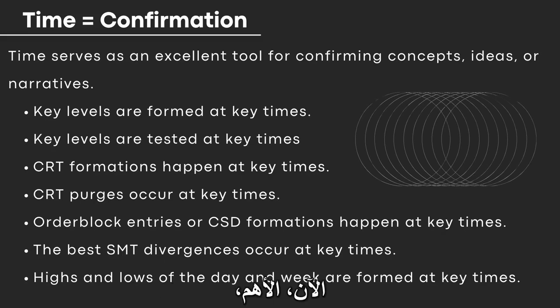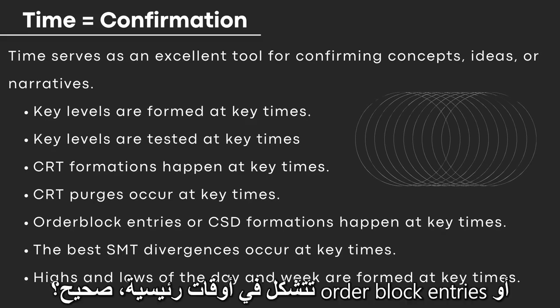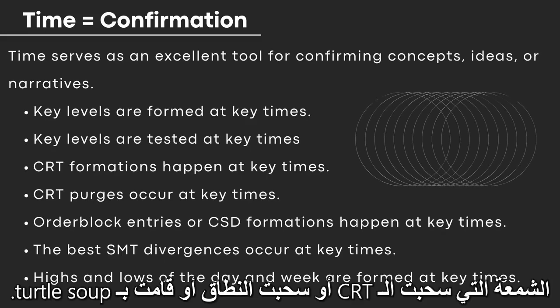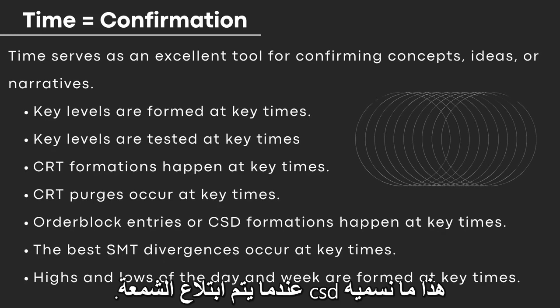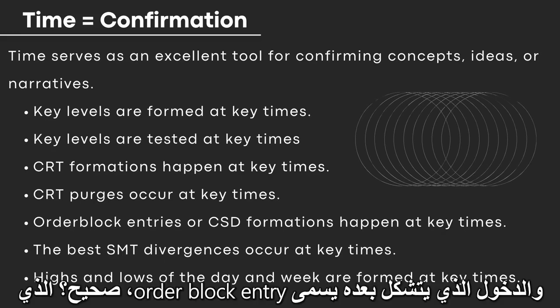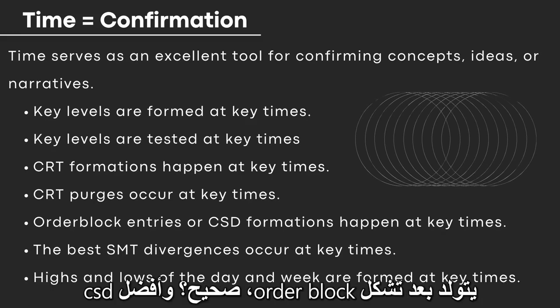Now the most important, which is that CSD or order block entries are formed at key times, right? Now we know that CSD, or change in the state of delivery, is basically when price engulfs the candle that purged the CRT or purged the range or had a third soup, right? That's what we call a CSD, when the candle gets engulfed, right? And an order block is formed there. That's what we call a change in the state of delivery, or CSD. And the entry that forms after it is called an order block entry, right? That generates after an order block is formed, right?